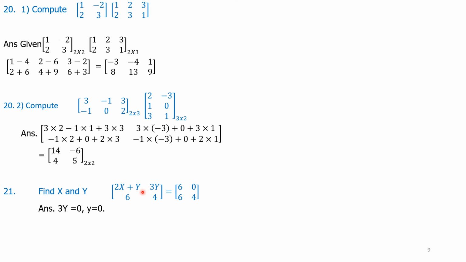Therefore, comparing the elements of matrix on the left hand side and elements of matrix on the right hand side, we get 3y is equal to 0. Therefore, y is equal to 0. And to find x, x is in the first element of the left hand side matrix. 2x plus y is equal to 6. Y we know, previously we have calculated as 0. Therefore, y is equal to 0 means 2x is equal to 6 or x is equal to 6 by 2, that is equal to 3. That is the answer.